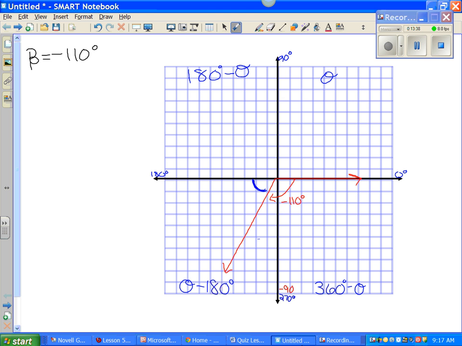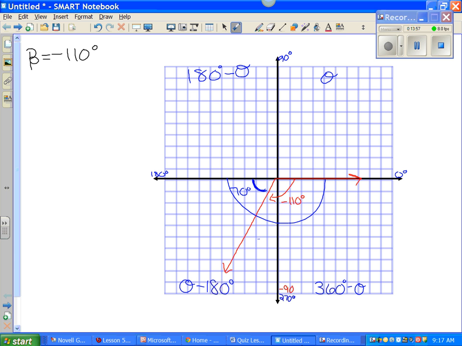We can think logically, right? I know that halfway around from here to here is how many degrees? 180. I've gone 110. How many more would I need to go to get to 180? 70. There's your reference angle. Are we okay with that?